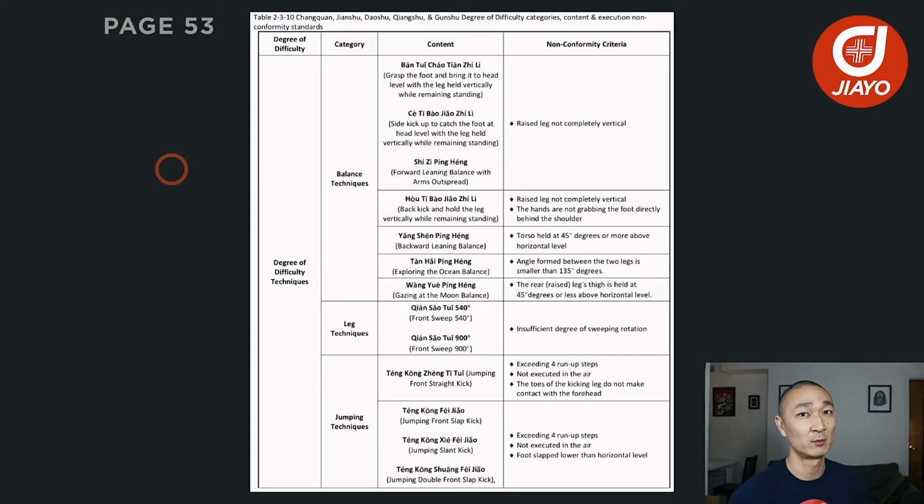The next table we're looking at is on page 53. This is degree of difficulty, categories, content, and execution nonconformity standards. On the left side, we can see that we're looking at degree of difficulty techniques. The second column is for category of techniques. The third column is for content. These are the individual techniques and connections. And the fourth column is for nonconformity criteria.